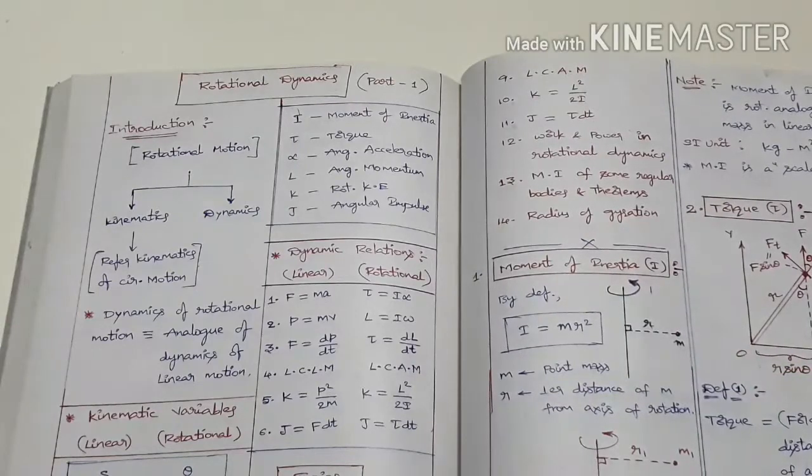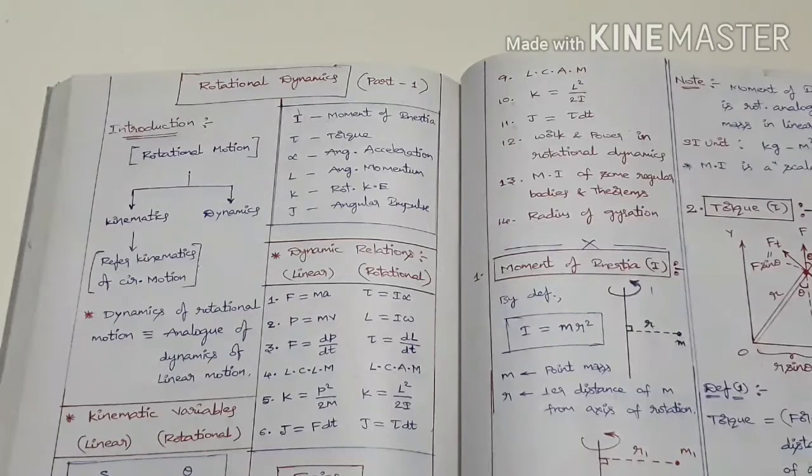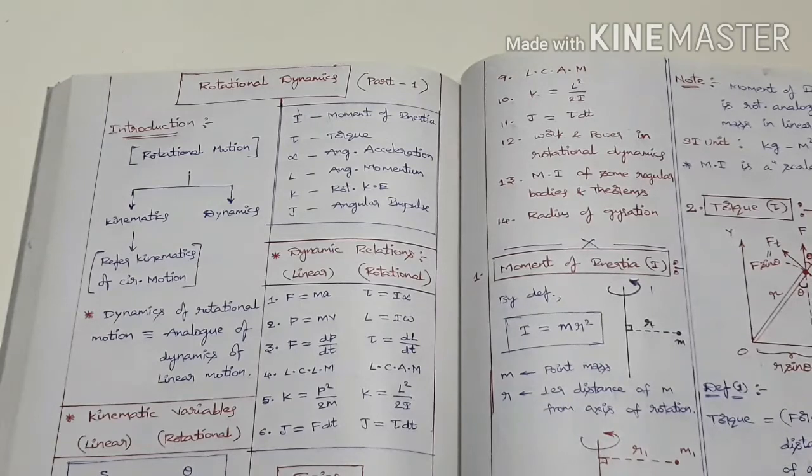Next, what if you consider a system of particles, m1, m2, m3, m4, at different distances from the axis of rotation, r1, r2, r3, r4, etc.? In this case, I equals the summation over i of m_i r_i square, that equals m1 r1 square plus m2 r2 square plus m3 r3 square, plus so on, like this.